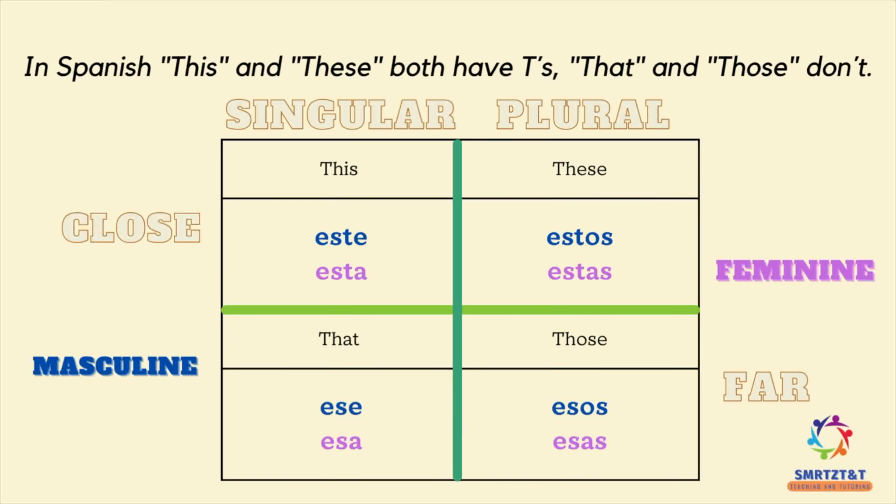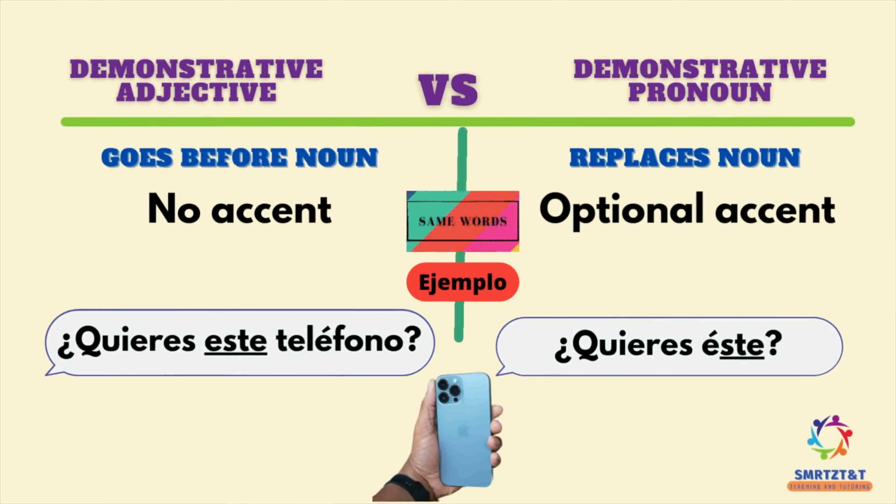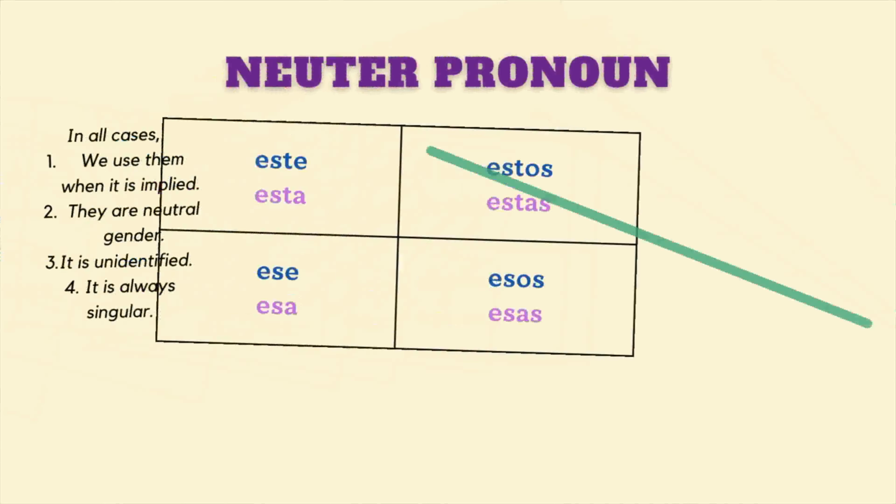But also we can see that some adjectives differ from pronouns in different sentences. Demonstrative adjective versus demonstrative pronoun. Demonstrative adjectives go before the noun. This car, that car. No accent. Replaces the noun, optional accent. Let's see some examples. ¿Quieres ese teléfono? ¿Quieres este? ¿Quieres esta botella de agua? ¿Quieres esta? As you can see, I'm using both sentences, adjectives, and pronouns.